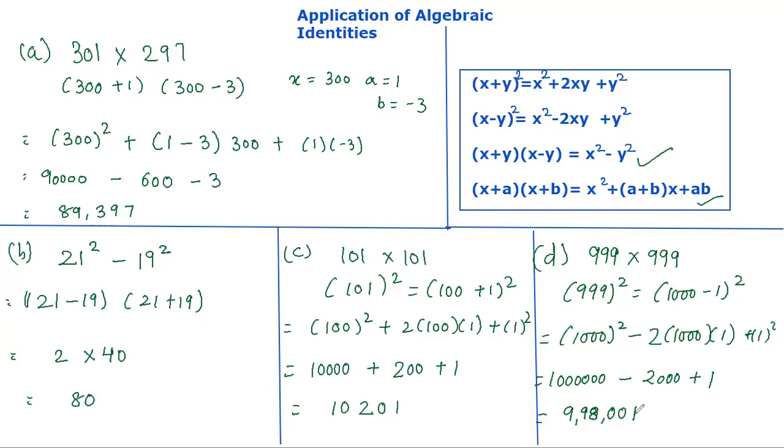So I hope that we are clear with the application of the algebraic identities. What is an identity? What are the algebraic identities? The geometrical proof of these identities. And finally, we have learned the application. Thank you.